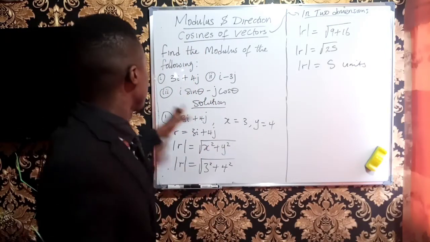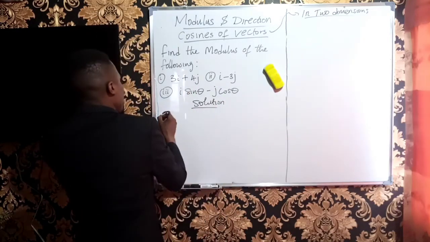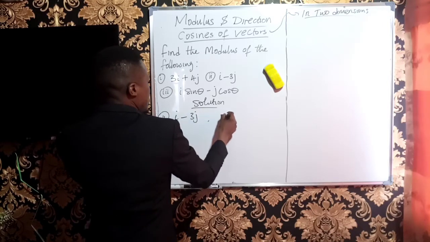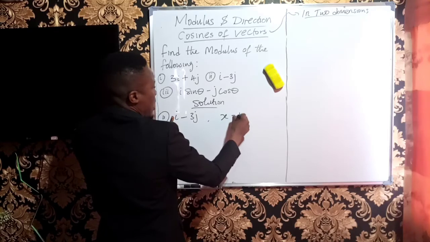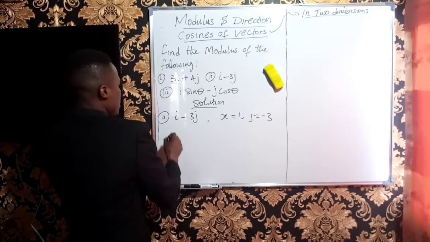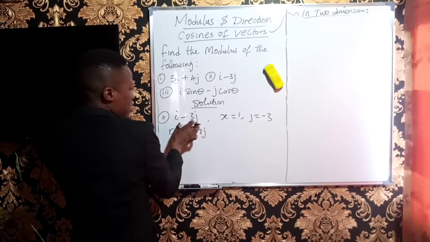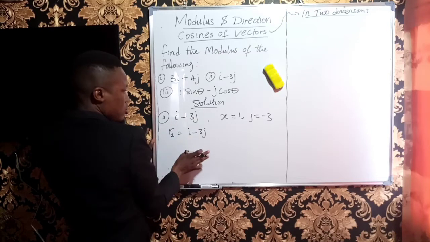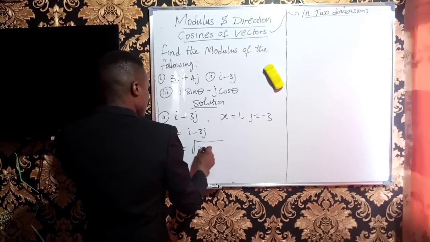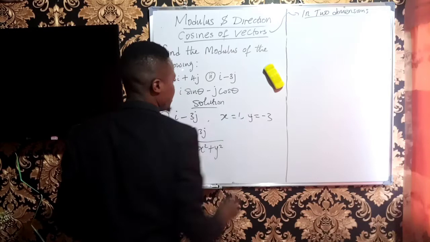Okay, so let's take the second one. For the second one, we have i minus 3j. Here, x is equal to the coefficient of i, which is just 1, and the coefficient of j is minus 3. So let me assume that r2 is equal to i minus 3j. The modulus of this vector is r2. So the modulus of r2 will give me square root of x squared plus y squared. That's the formula.